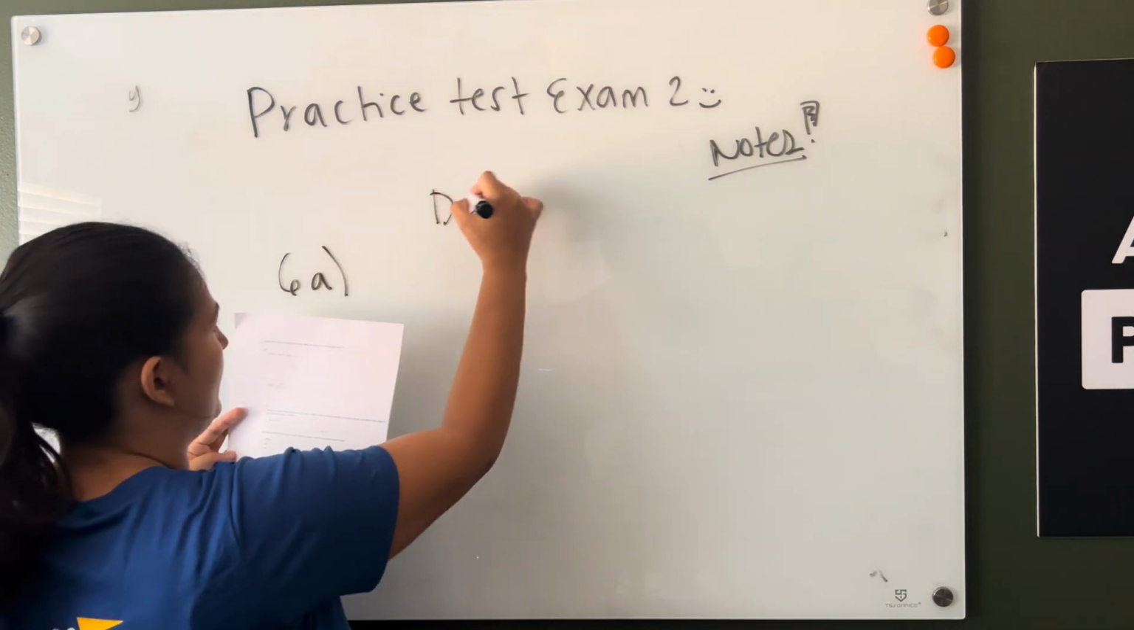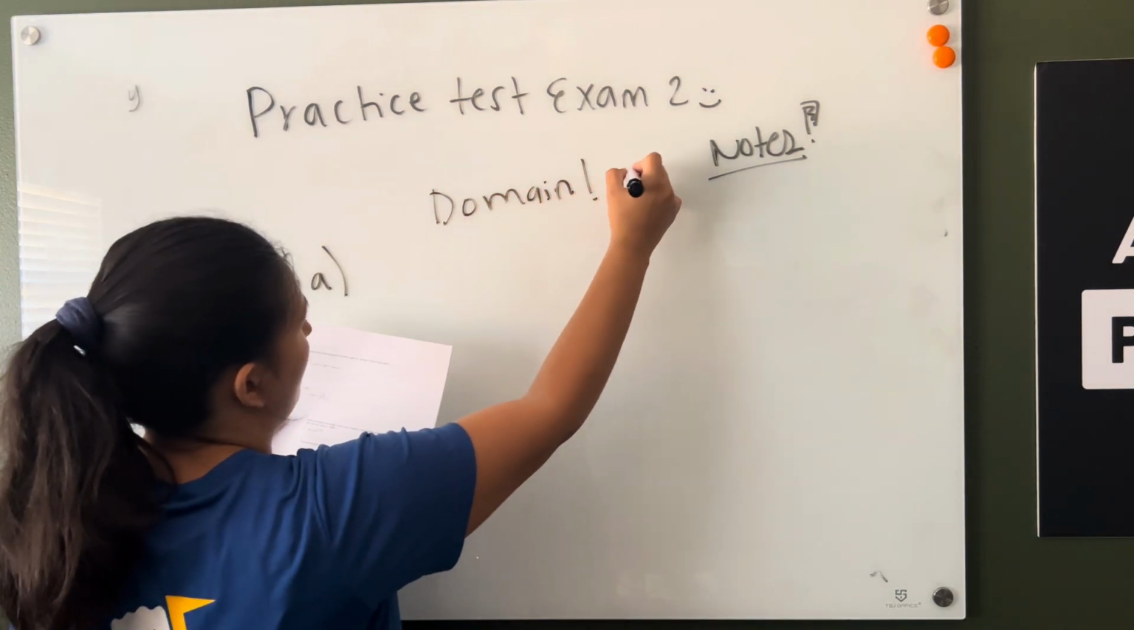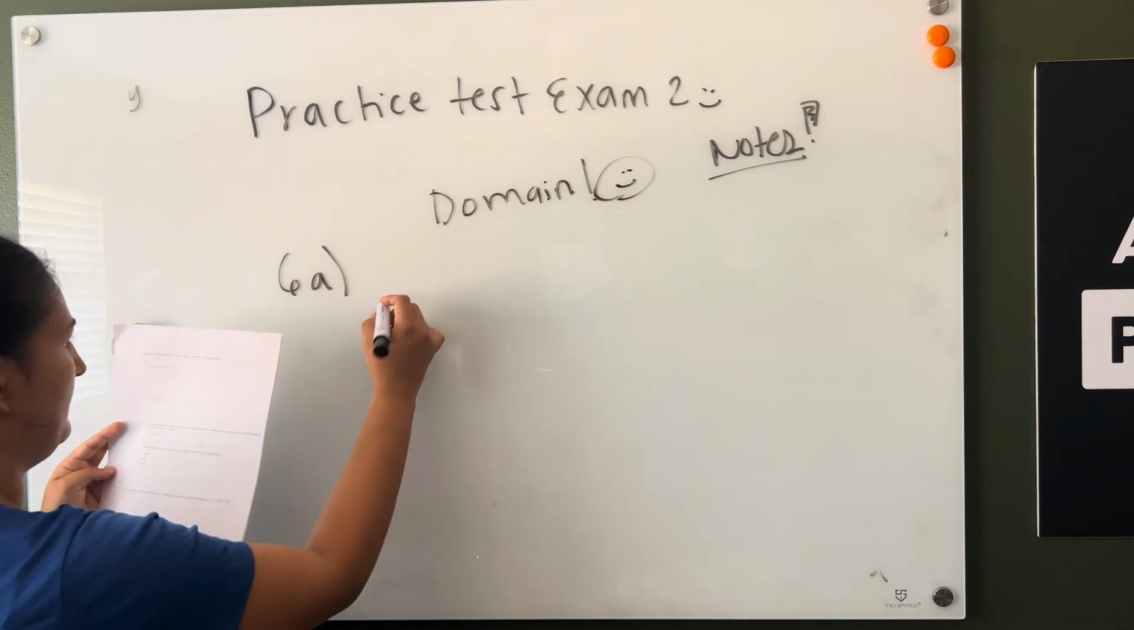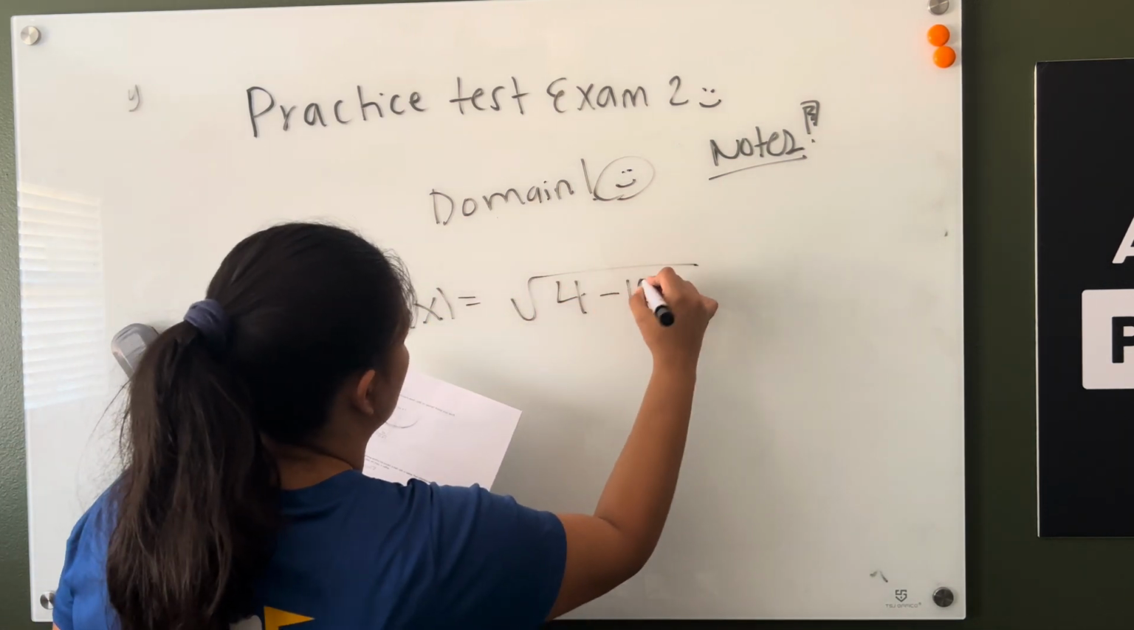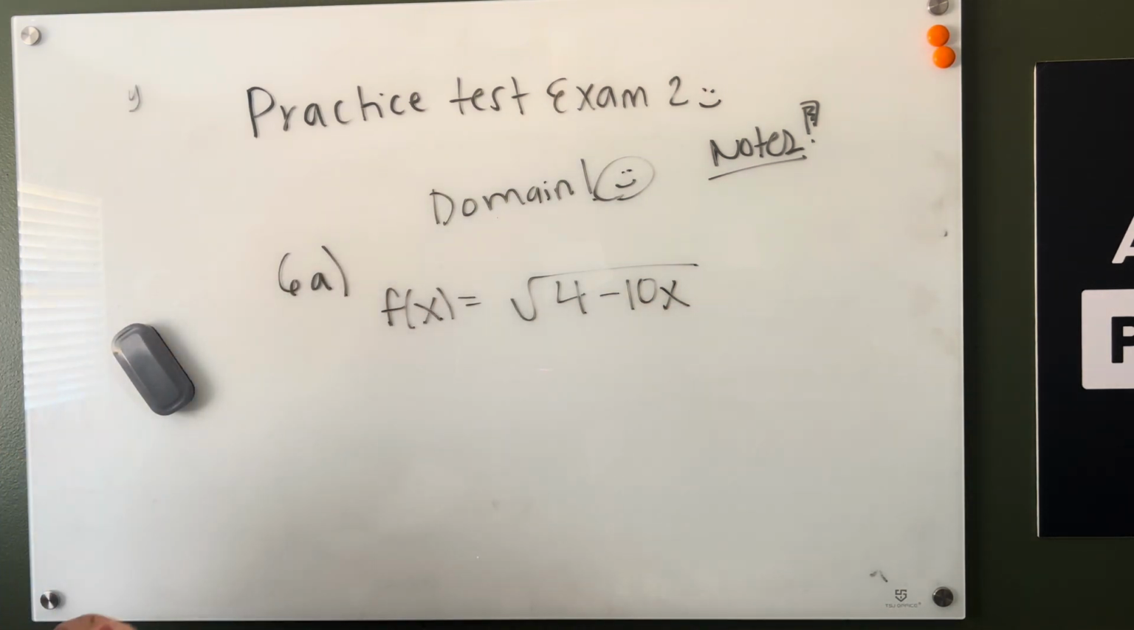Alright, now it's time for domain. Your favorite. f of x equals the square root of 4 minus 10 to the x. Alright, so for here, you have to take a look, right?